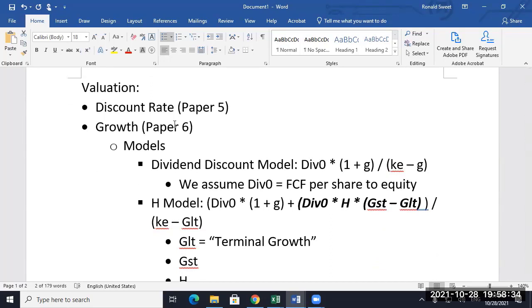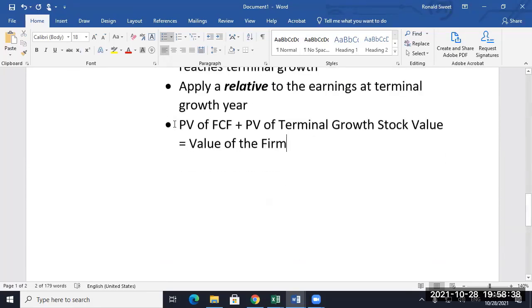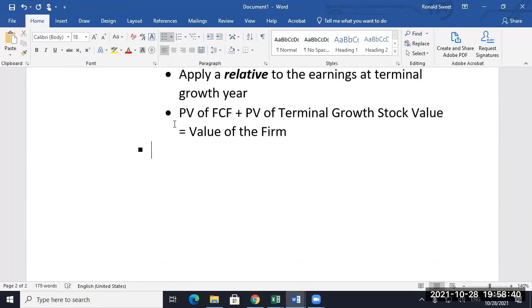You have to have at least 3 models. Okay, so you got to pick 3. There are other models out there that, if you want to do them, so there are free cash flow models.